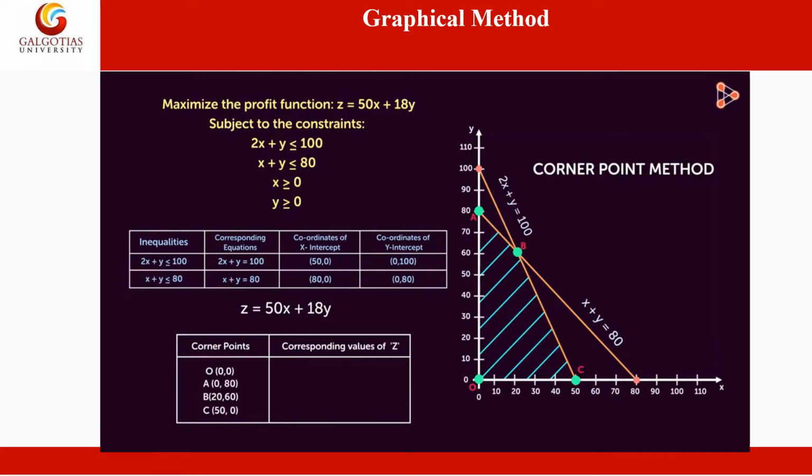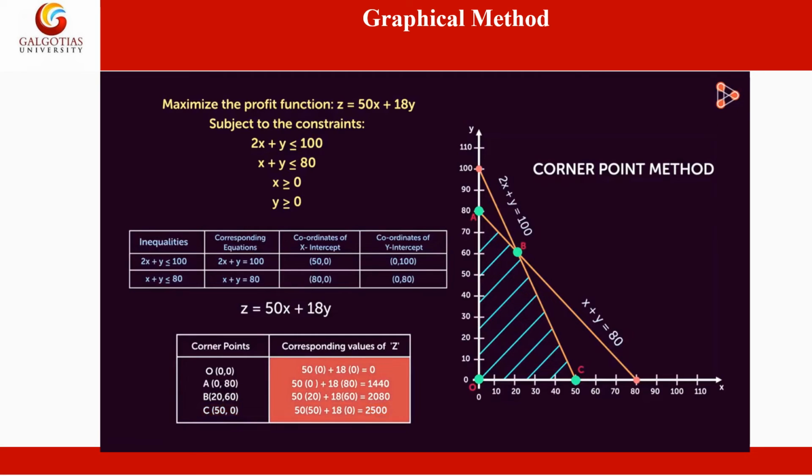First, let's find the value of z at point O. The coordinates of point O are (0, 0). 50 times 0 plus 18 times 0 gives us 0. Likewise, can you fill in these values of z? For the second point, we get the value of z as 1440, 2080 for the third, and 2500 for the fourth point.